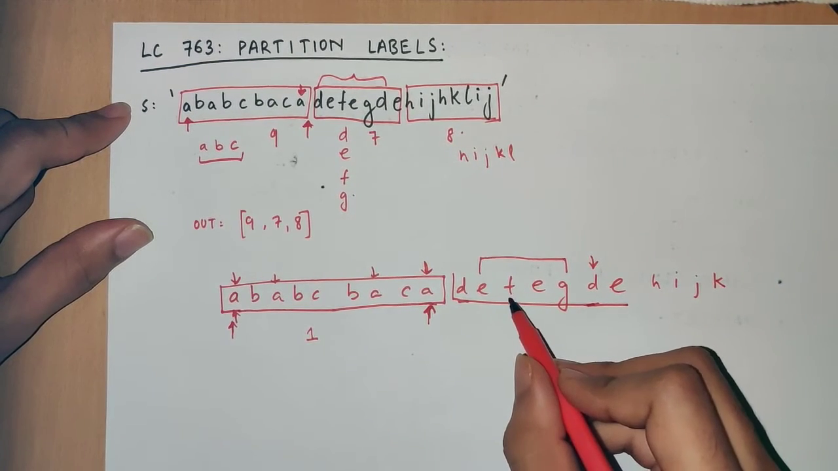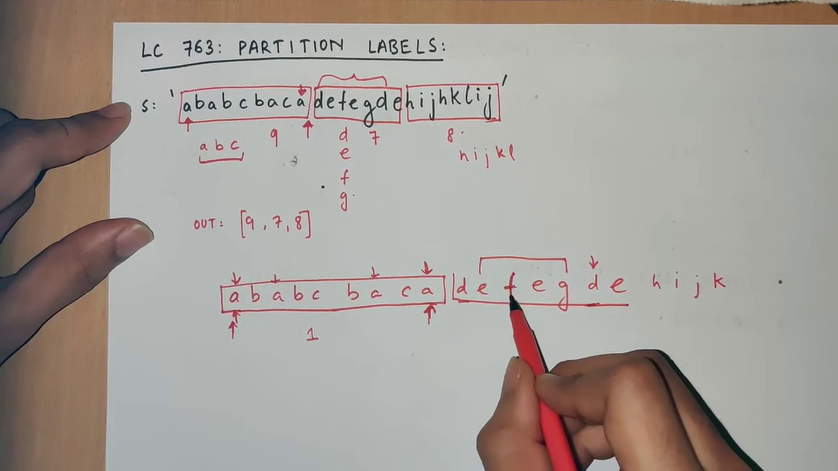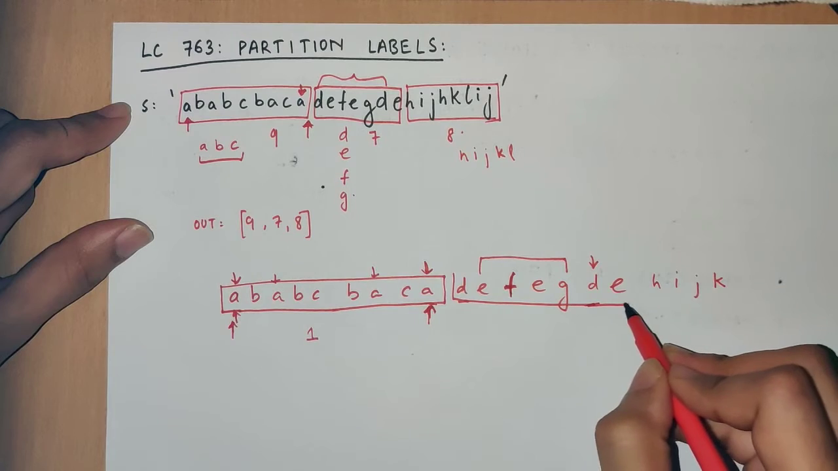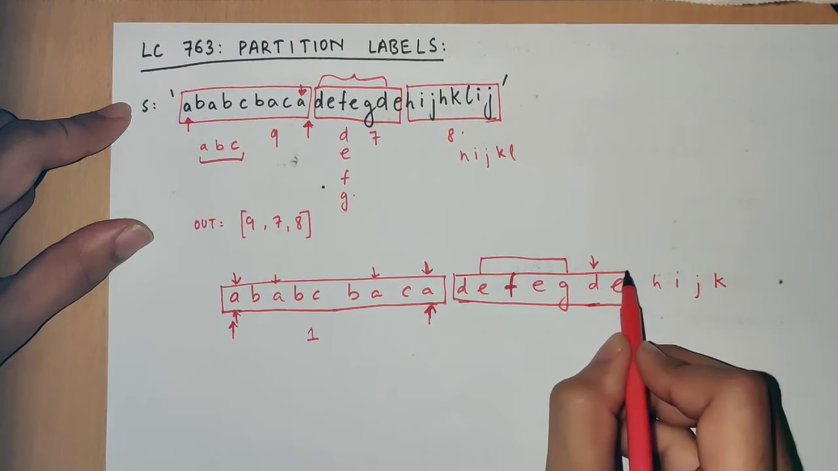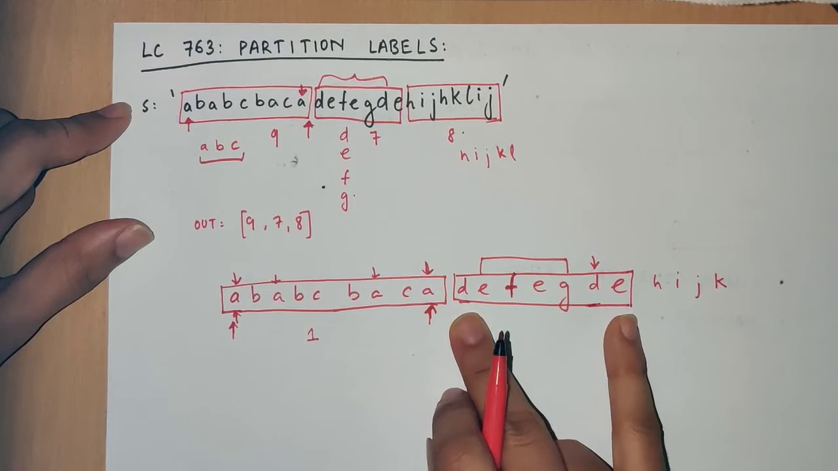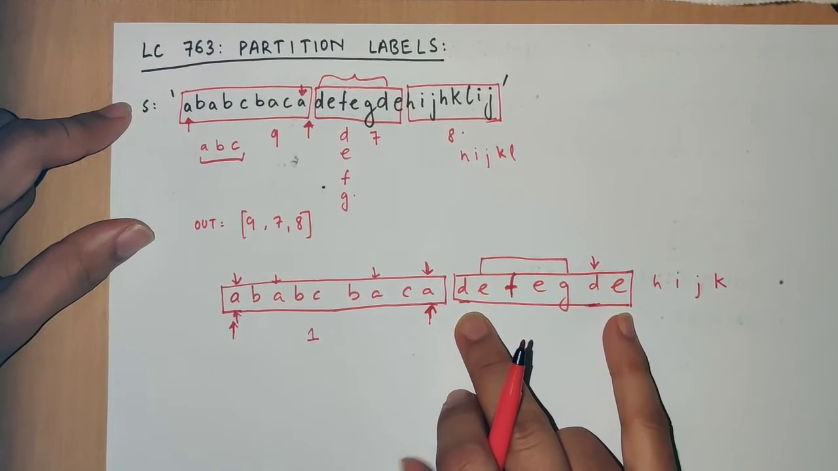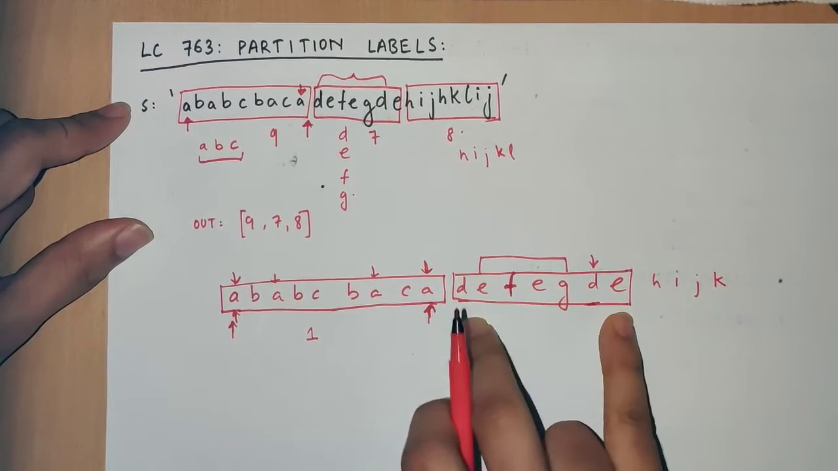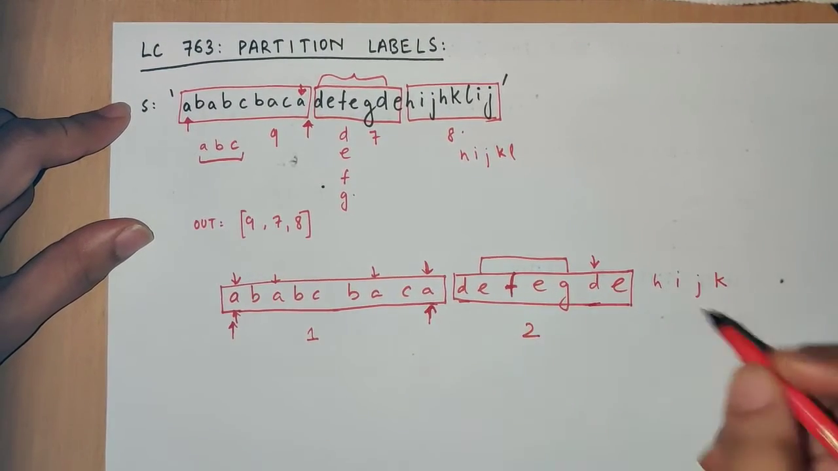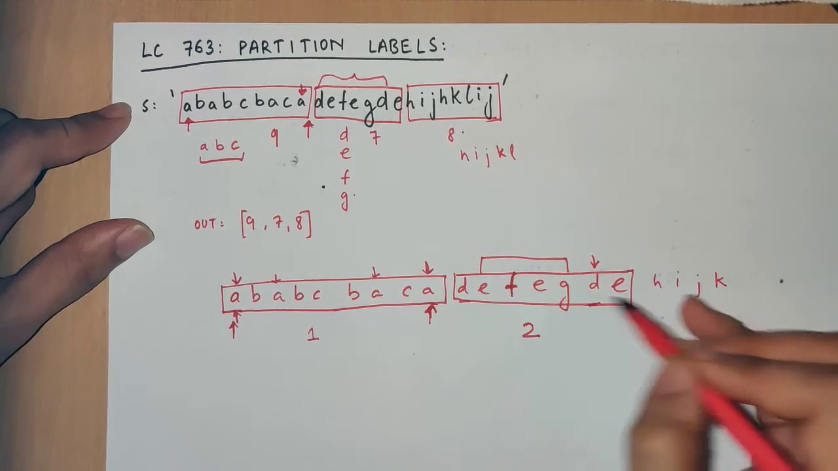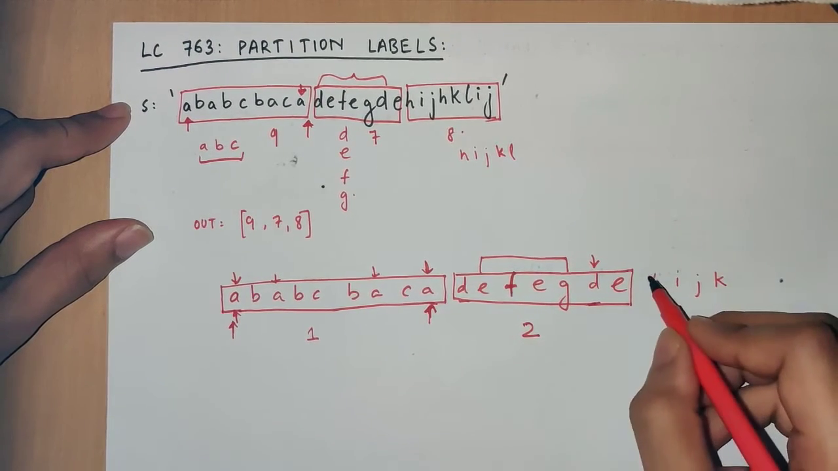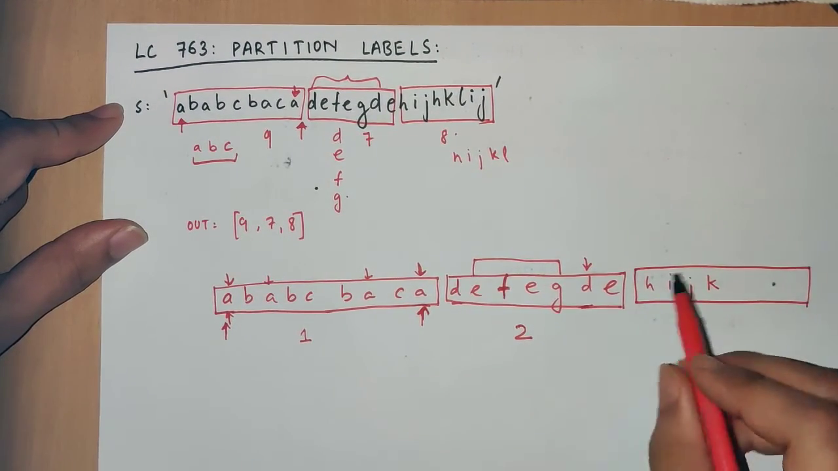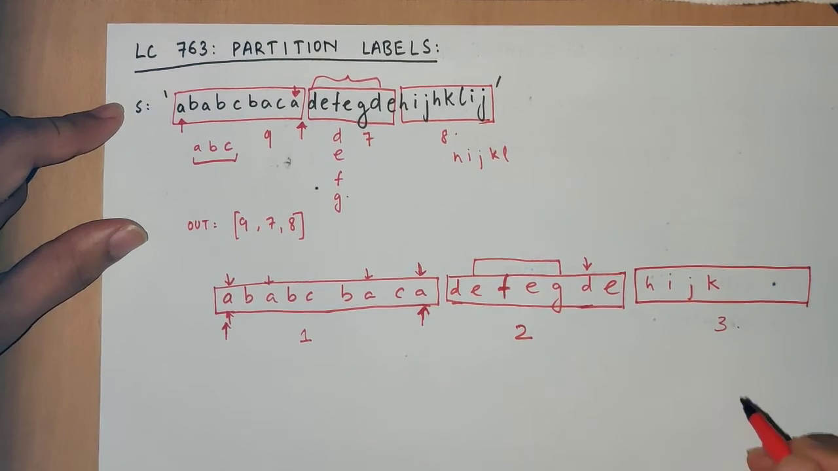Now F's last occurrence is this, the only occurrence of F, and E we have already got. G also, this is the only occurrence of G. So we can say that all the elements in this range are within this partition. D has 2 occurrences and they are within this partition. E has 3 occurrences and they are within this partition. So we have rightfully got our second partition. And now we can similarly continue for the remaining elements as well, and we can check that this is the third partition we have got.